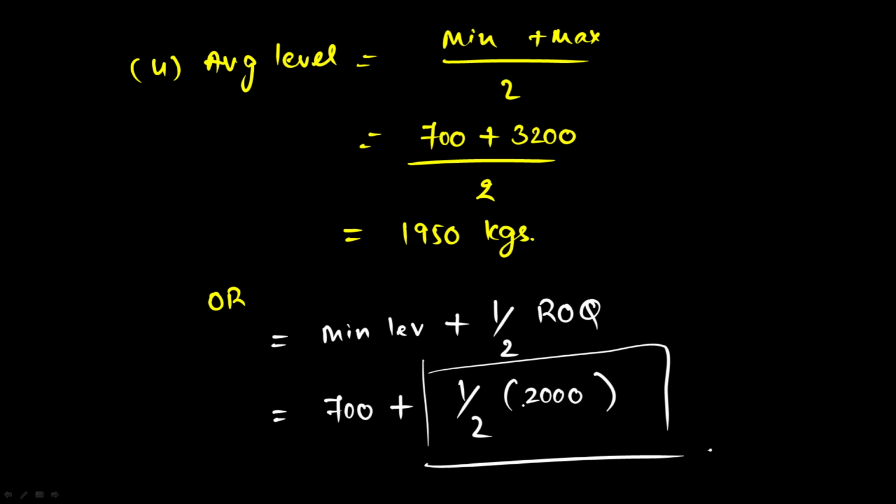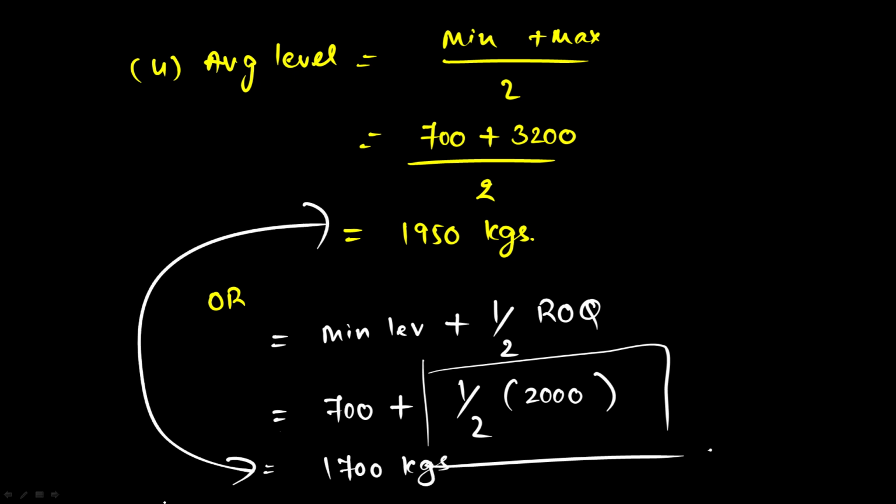reordering quantity or ordering quantity divided by 2 to find out our carrying cost per annum, right? We do this, ordering quantity divided by 2. If you are ordering 2000 kgs, average will be 1000 kgs plus minimum. What is the answer? 1700, which will not be same as this. Both are different concepts of finding out average level, so the answer will not be same.